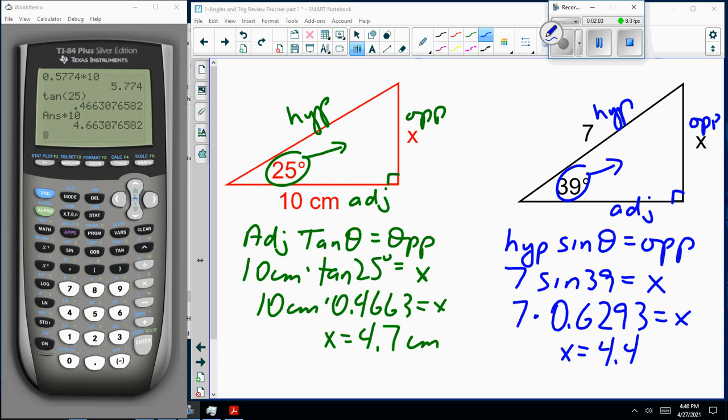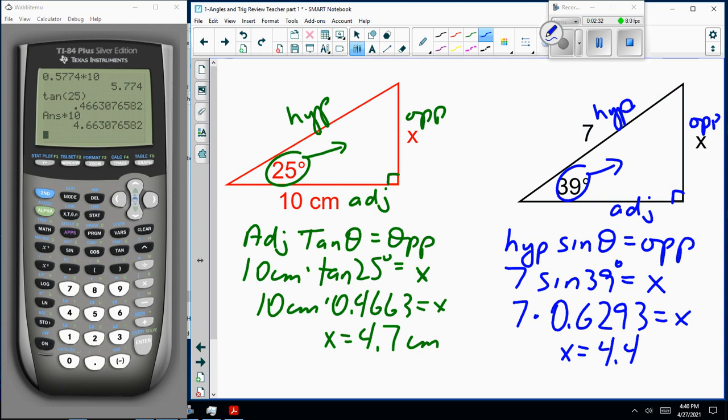Okay, welcome back. Hypotenuse and opposite is sine, so that's hypotenuse times sine of theta equals opposite. Hypotenuse is 7, times sine of 39 degrees equals x. Mr. Calculator said sine of 39 is 0.6293. So 7 times 0.6293 is 4.4 something, which rounds to 4.4. And there it is. Okay? So far so good?